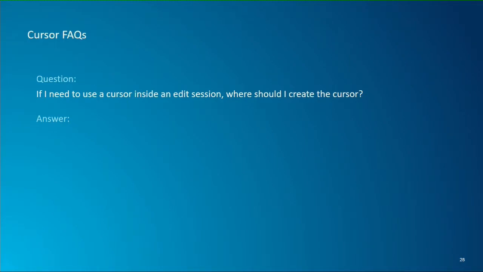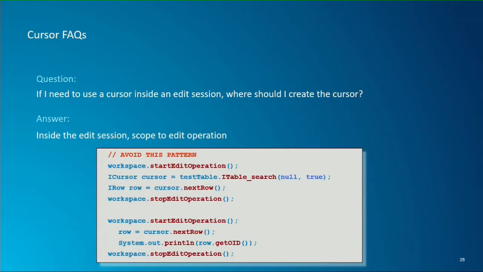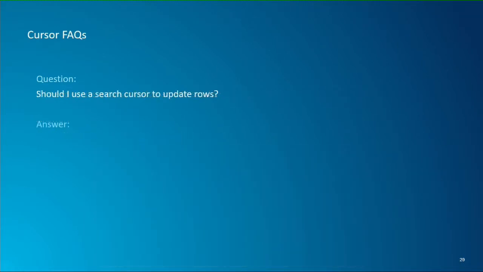Let's see, if I need to use a cursor inside an edit session, where should I create the cursor? Well, inside the edit session itself. You need to scope it to the edit session itself. You don't want to start the edit operation, create the search cursor, stop the edit operation, then start a new edit operation, then try and do something with it. That will result in an error. We talked about that earlier.